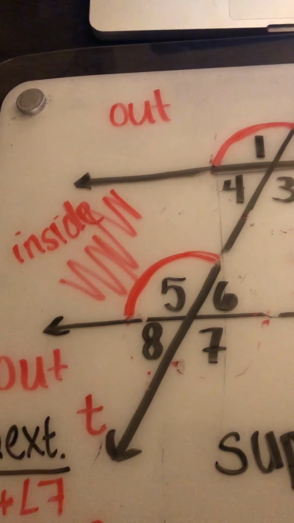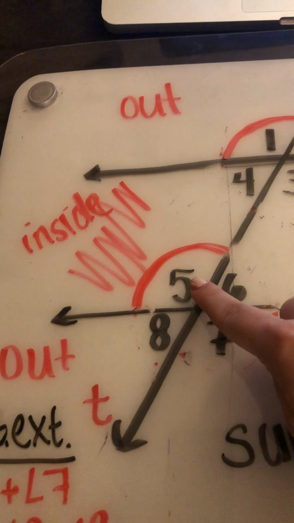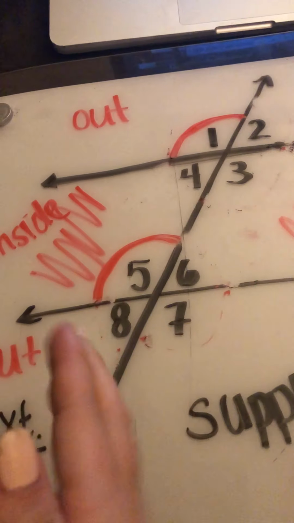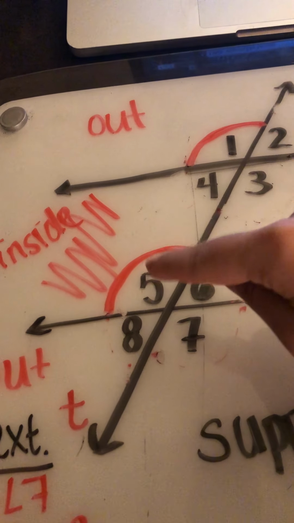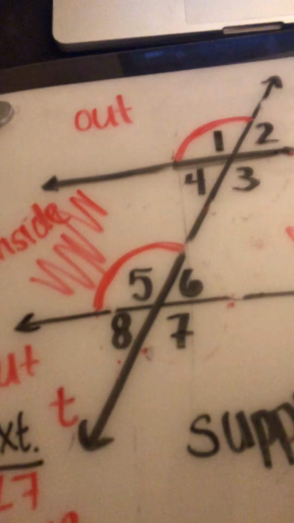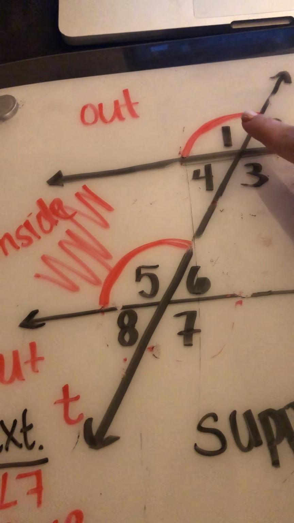And now it's also following our definition that we just reviewed. We have one angle inside, one angle outside. They're on the same side of the transversal, right? And they are going to be non-adjacent, which means not next to each other, and also equal in measure.